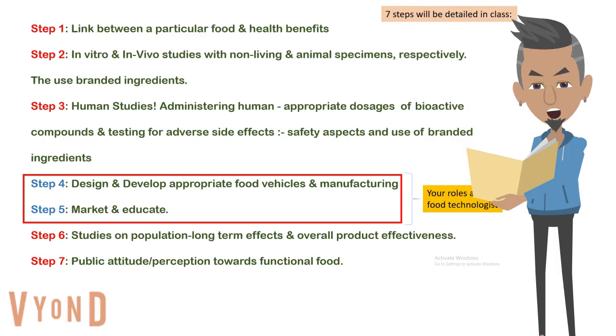And what we are involved in as food technologists should be in step 4 and step 5. This is design and development work, manufacturing, and marketing and education. Step 6 and step 7 are about population study and public attitude study towards functional food. Each of these steps will be detailed out in class. It is not going to be covered in this note.